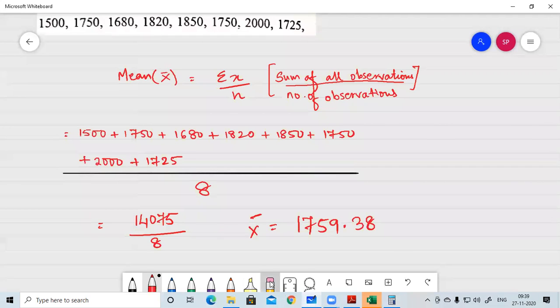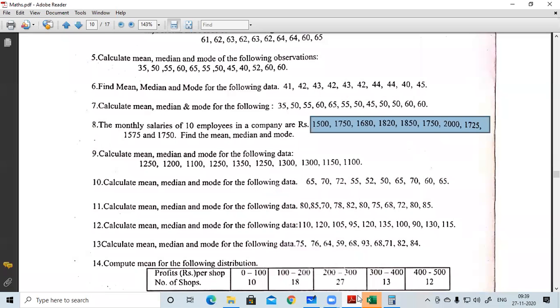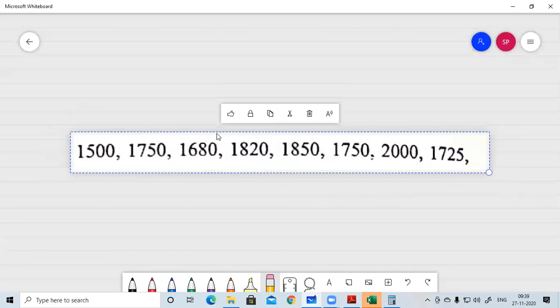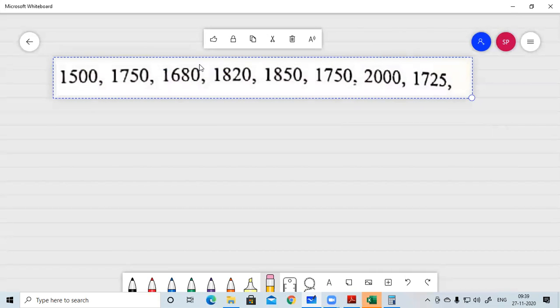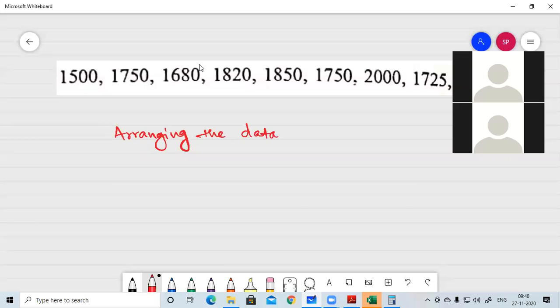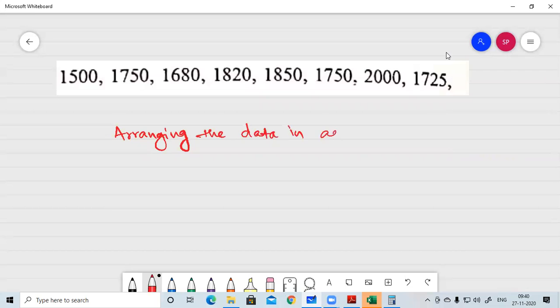Is this clear? Yes, sir. So what we just did was we calculated mean. Now let's calculate median. What is the first step you do for median? Put the numbers in ascending order. Correct. So you first arrange your data in ascending order. Ascending order is the smallest to the largest.